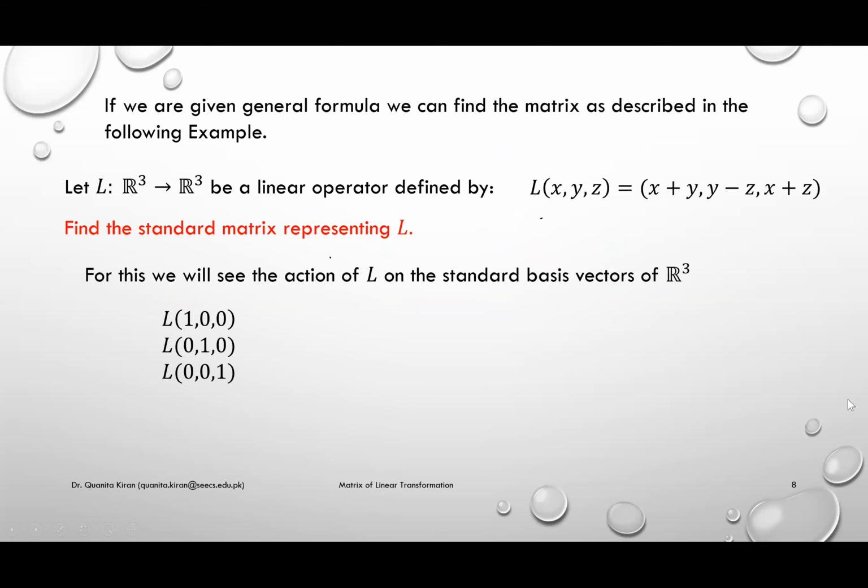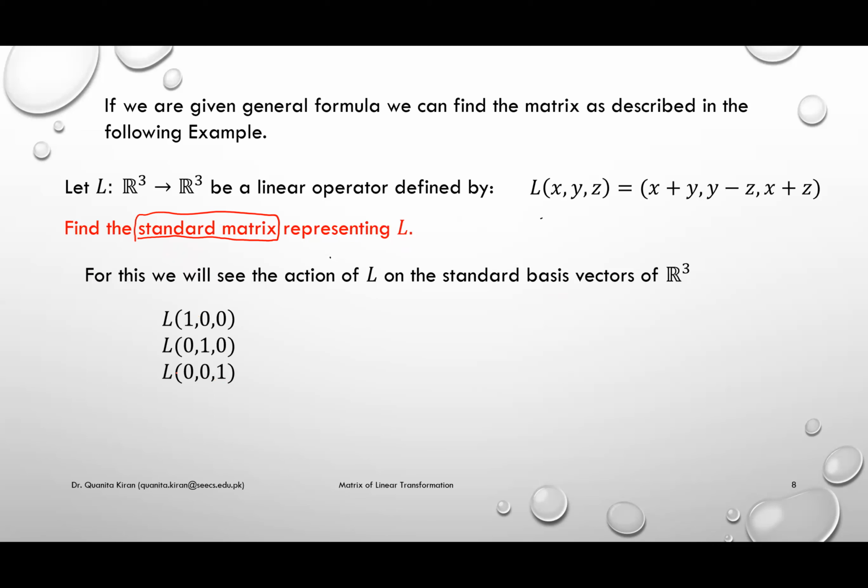Now if we are given the general formula of a linear transformation, then how do we describe the matrix of this transformation? For this, suppose L is a linear transformation that maps R3 into R3 by using this general formula. We need to find the standard matrix that represents L.